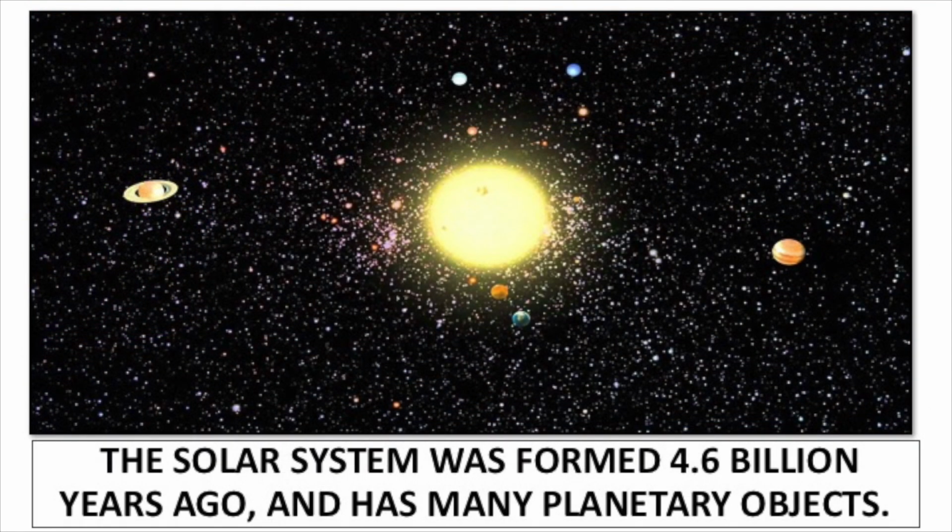The solar system was formed 4.6 billion years ago. 4.6 billion years ago. That is a long time. That's even older than teacher. And has many planetary objects. Some of them we can see here. The sun, the planets, and the stars.